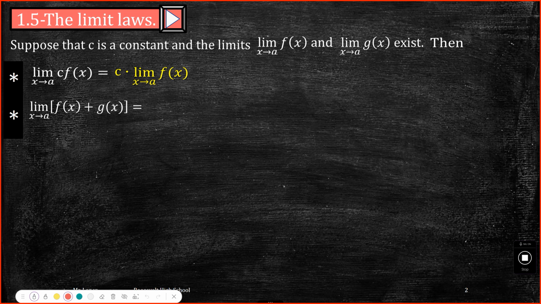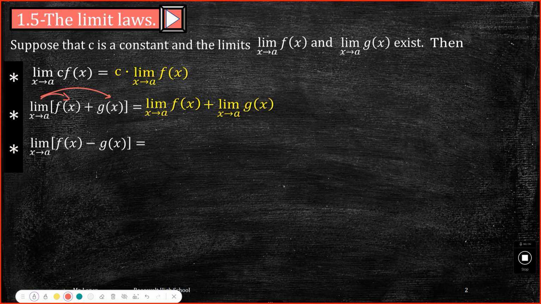The limit as x approaches a of f of x plus g of x, provided that the limits exist for each one of them. Basically, you can just distribute that limit into each. So it'd be the limit as x approaches a of f of x plus the limit as x approaches a of g of x. It would be the same for subtraction too. I could have put a minus in between and it would be the same.